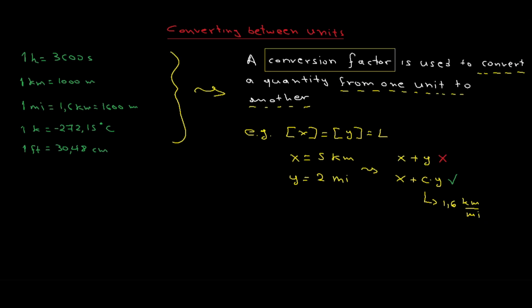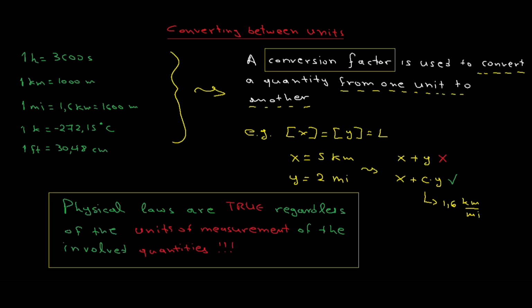This is another very important aspect of dimensional homogeneity. What this essentially reveals is that physical laws are true regardless of the units of measurement of the involved quantities, as long as we consistently use the same units for all variables of the same dimension within a given equation.